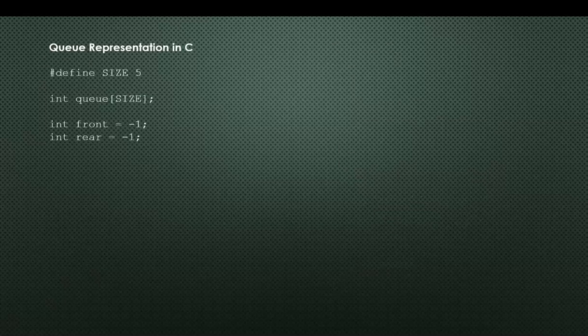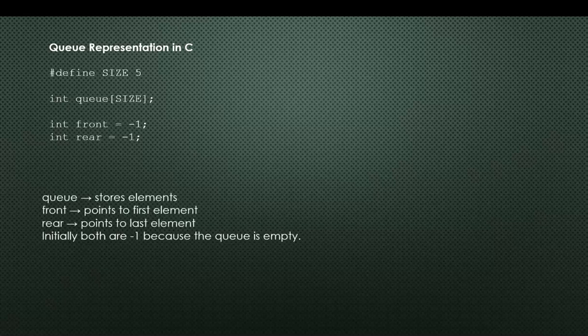So there should be a question. How should I represent a queue in C? To implement a queue using arrays, you first define its size. Here the size is 5. Then you declare an array named queue. Next, declare two integer variables front and rear. Initially, set both front and rear to -1, which indicates the queue is empty. Done. So key takeaways so far: queue stores the elements, front points to the first element, rear points to the last element. Initially, both are -1 because the queue is empty.